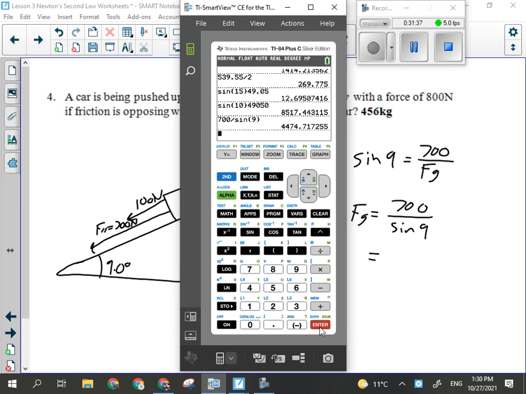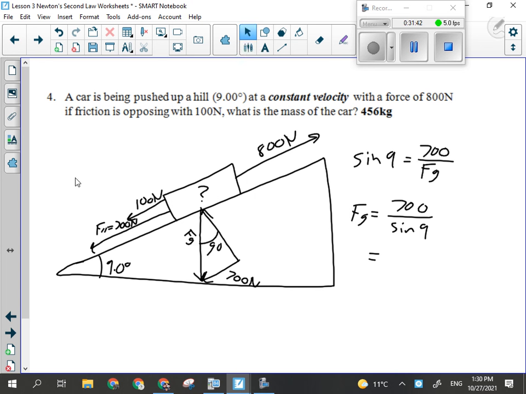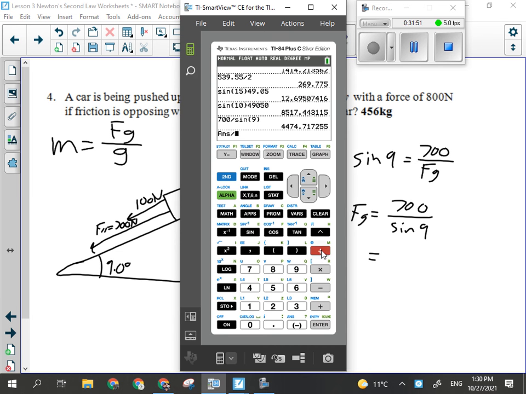Okay, so there's my force of gravity, or my weight. And if I want to get mass, I take force of gravity and divide by 9.81. That's 456 kilograms. So again, it's nothing that's mathematically challenging, but there's a lot of little things that demonstrate a good understanding of what's going on in this question in order to get there.